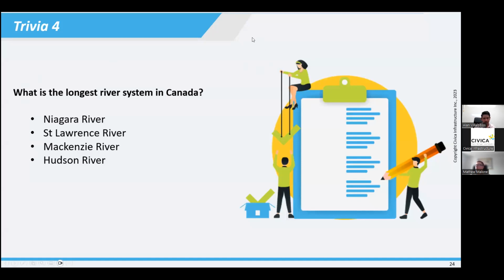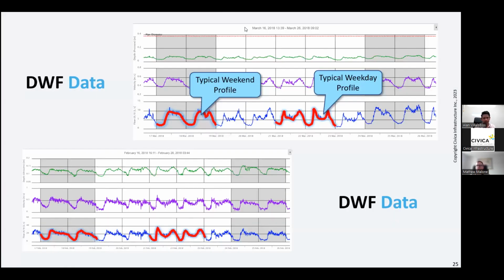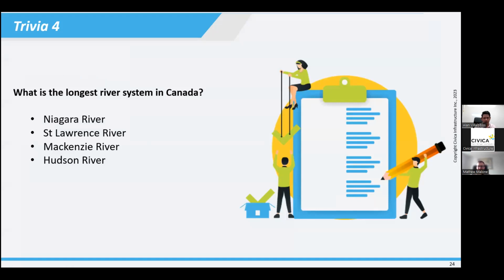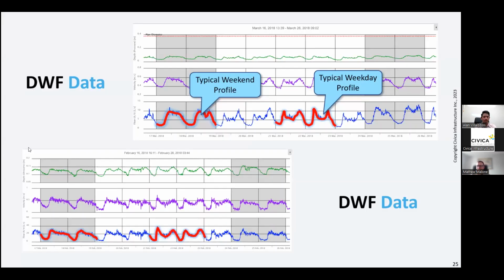Okay, so we have another poll. Here we go. What is the longest river system in Canada? Okay. 3, 2, 1. Okay, sorry, back to you, Alan.